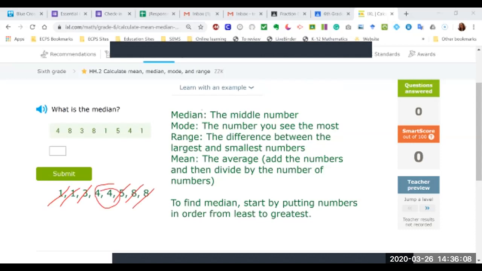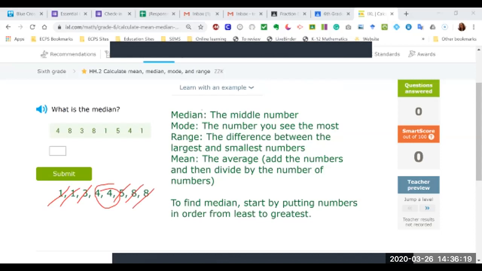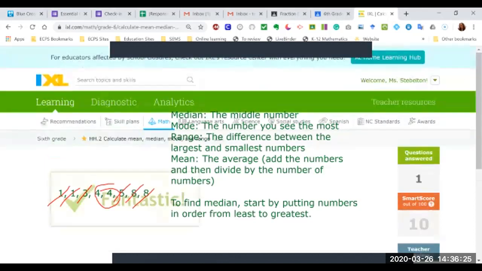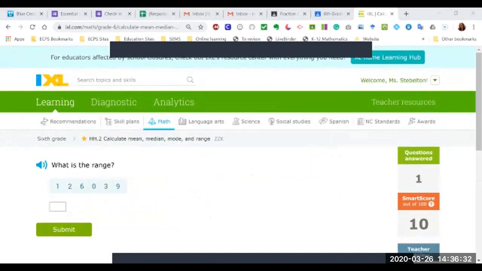Now, there's 2 numbers in the middle. They're both a 4. If they weren't both a 4, we would add them and then divide by 2. But since they're both 4, that makes my answer 4. Does that make sense? Yes. Okay. Like I said, this stuff is not as hard as last week's at all. Or this week's, I should say. This is for next week.